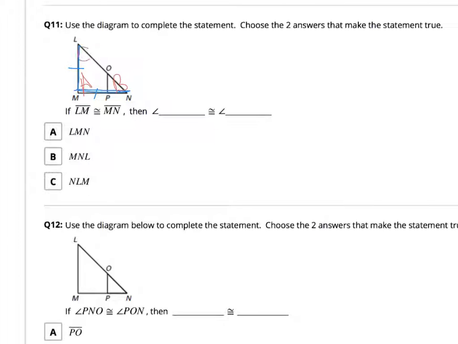And then here's choice C. Which 2 of those need to be congruent to each other? Okay.